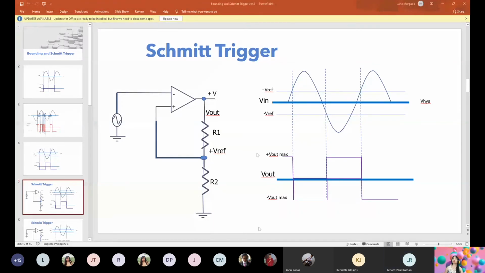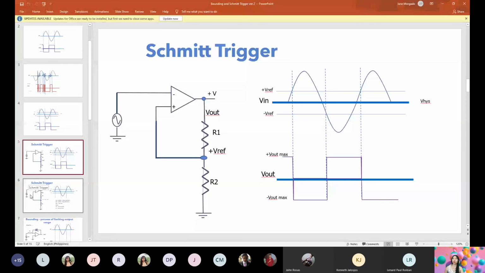At the positive input. Okay, so Schmitt trigger. So with Schmitt trigger, as you can see, it looks like inverting and non-inverting, but take note that it is connected at the positive input. Okay, that's Schmitt trigger. So this is a positive feedback, whereas inverting and non-inverting, all those circuits that we had are all negative feedback. So Schmitt trigger is a positive feedback.